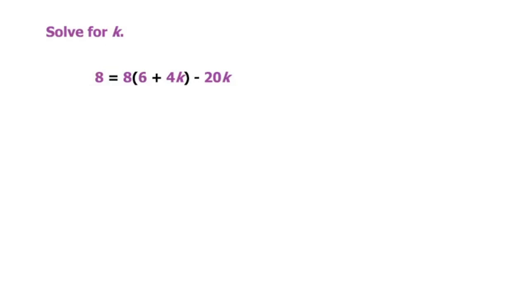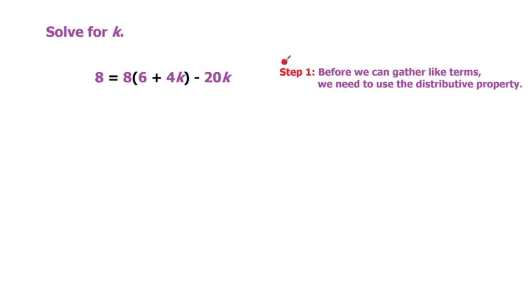In this video, I'm going to teach you how to solve multi-step equations. So here's our problem. Here we have solve for k, and here's our equation. So the first thing we need to do before we can gather like terms, we need to use the distributive property. So what we have to do is we have to multiply this 8 into this bracket, okay?